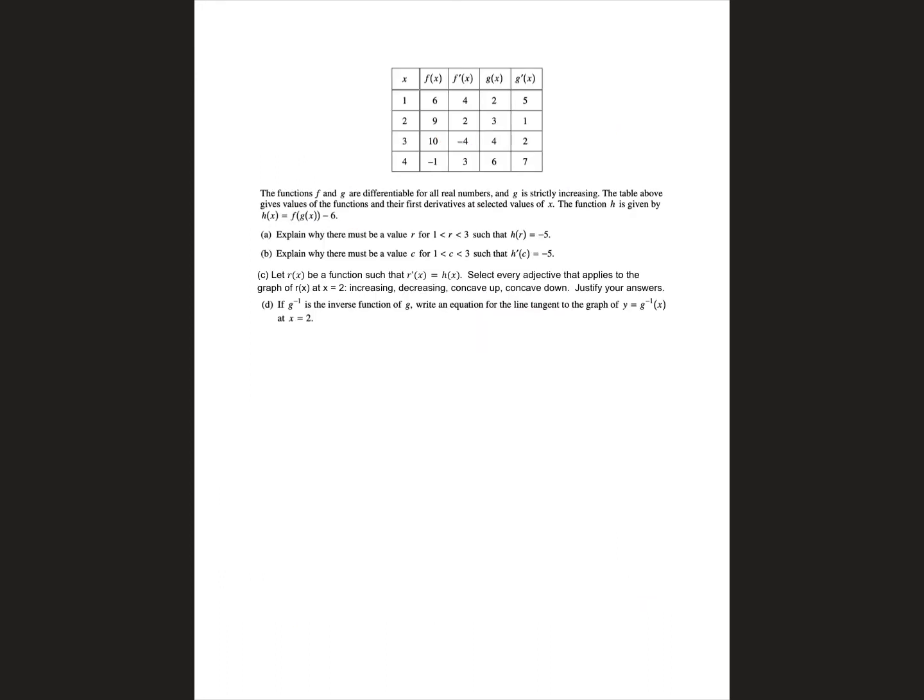So part A, explain why there must be a value for r. We're looking at h of r, which is the same level as the function. So I'm going to think in terms of, and it's not a rate of change, the intermediate value theorem here. I'm going to start by finding h of 1, which is f of g of 1 minus 6.